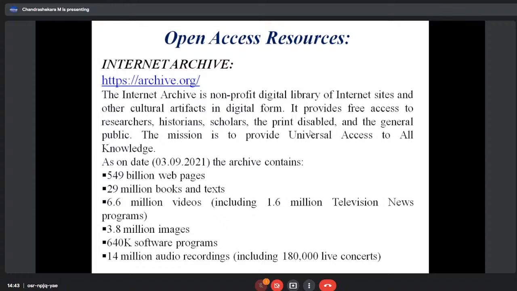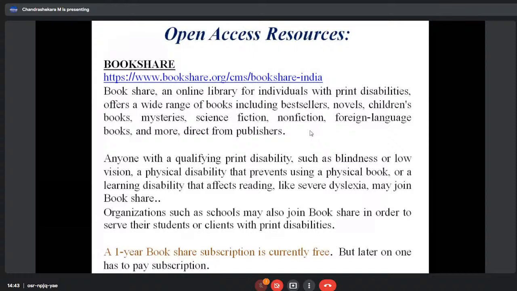Then the next one is Bookshare. This is an online library for individuals with print disabilities, with a wide range of books, including fiction, everything. Bookshare subscription is currently free, but later one has to pay the subscription, because now it is being made free. Many books are available.